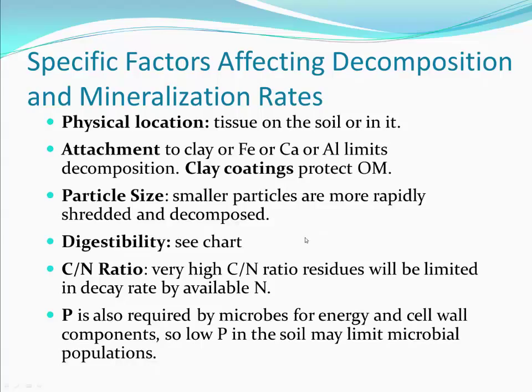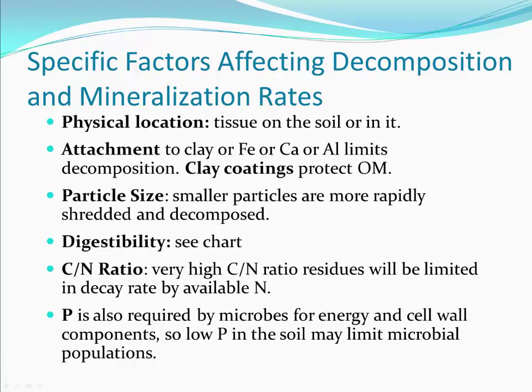We have digestibility, and we'll see a chart on that in just a minute. We have the carbon and nitrogen ratio, and that makes a big difference. When that ratio is either too high or too low, then we can have limited decomposition. And we also have to have other nutrients in the soil as well. So phosphorus is required by microbes for energy and their cell wall components. And so if you don't have enough phosphorus in the soil, that will limit the decomposition rate of the organic matter.